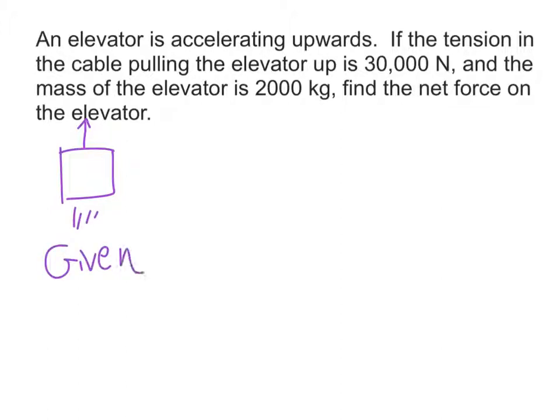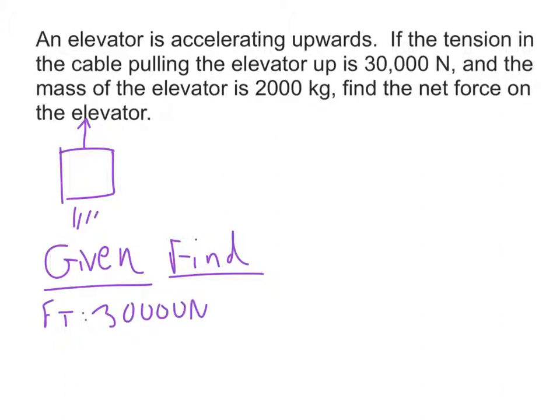Next, we want to list what we're given and what we have to find. We know that the tension force on this elevator is 30,000 newtons. We know that the mass of the elevator is 2,000 kilograms. And we're looking for F net. So first thing we need to do is draw a force diagram after diagramming give and find.